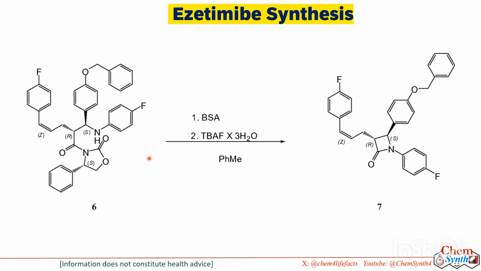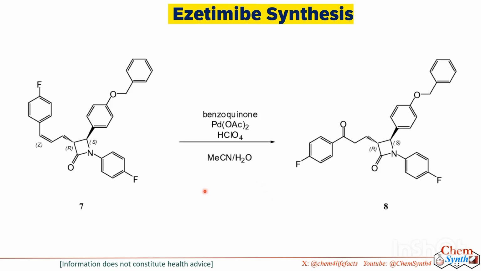And here this particular functional group was removed in this cyclic lactam formation step in presence of BSA. This is the same reagent which we have discussed in earlier route also. So after getting cyclic lactam, here palladium catalyzed reaction was conducted with benzoquinone and this intermediate 7 to convert this olefin into the corresponding carbonyl compound.